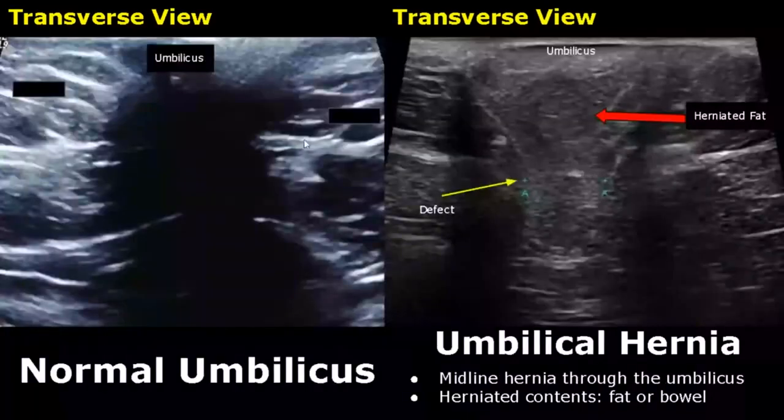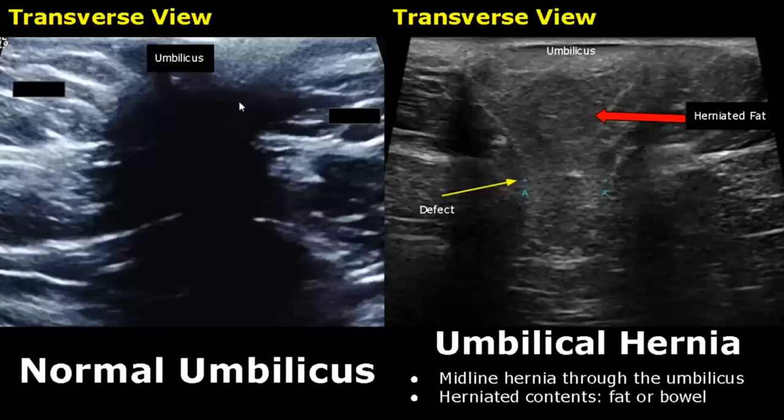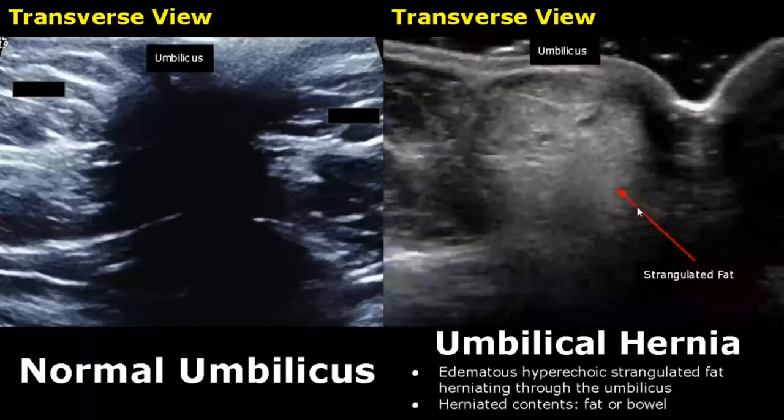When imaging a normal umbilicus, we will see posterior shadowing in this area because the umbilical ring is very dense. But in an umbilical hernia, the herniated contents protrude through the umbilicus, so much of the shadowing is eliminated. Here we can see herniated fat and only a little bit of shadowing. In this umbilical hernia, we see edematous hyperechoic strangulated fat herniating through the umbilicus. Strangulated hernia contents such as fat usually appear hyperechoic.